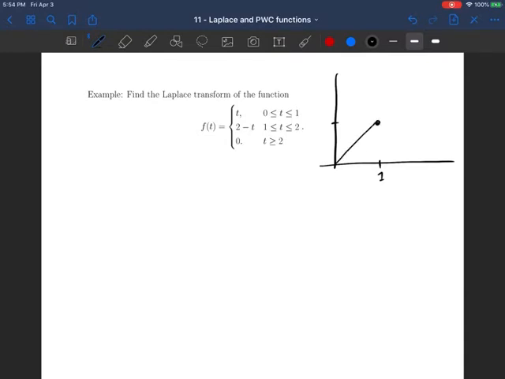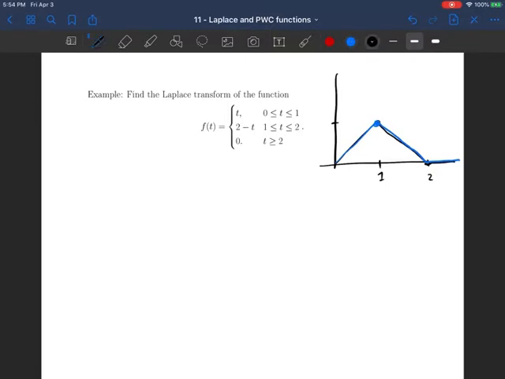Take a look at the graph. From 0 to 1, it's equal to t, so it just goes up to 1. Right? And then from 1 to 2, it's 2 minus t, so at 1 it's 1, and at 2 it's 0. So it is a line coming down here, and then afterwards we have flat. That's our function.